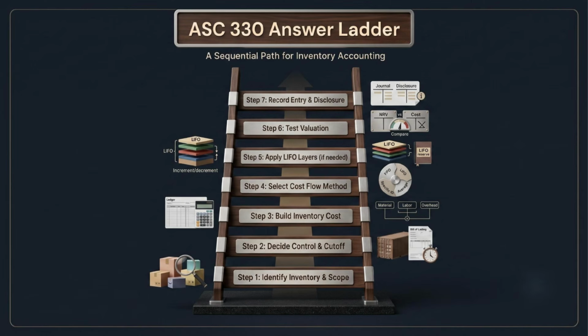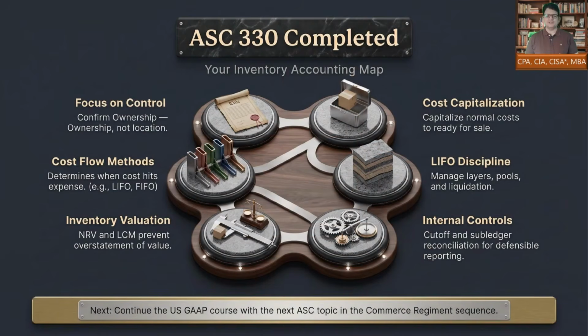Step 5. Apply last in, first out layers if needed, including pools, indexes, and reserve disclosures. Step 6. Test valuation using NRV or LCM depending on the method. Step 7. Record the entry and disclosure. When inventory questions feel messy, climb the ladder in order. And with that, ASC 330 is complete. You now have the full inventory accounting map.